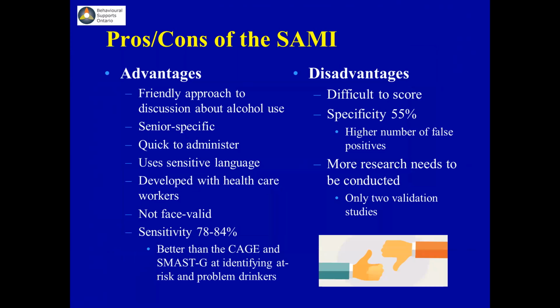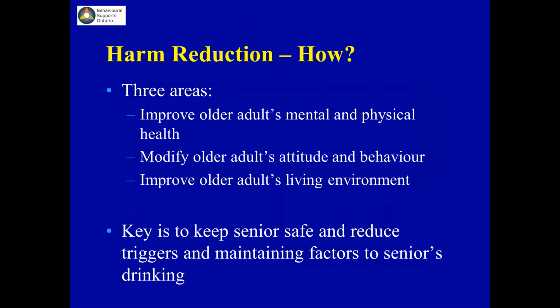I know in the interest of time, we're running out of time. So what I might do is talk a little bit about harm reduction. So really what we want to do in harm reduction, and any clinician can do this, is we want to improve the older adults' mental and physical health. We want to modify their attitude and behavior, and we want to improve the older adults' living environment. Because really the goal of harm reduction is we're not going to ask them to completely cut cold turkey their drinking. The drinking is serving a purpose, and it might be social, it might be a coping strategy, it might be something.